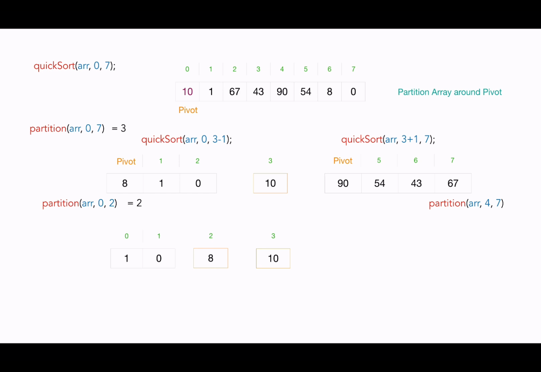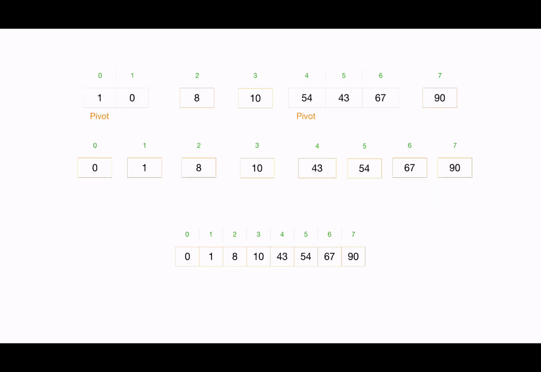Again, for these, the same process will be continued. This continues till we are left with subarrays of a single element or no element at all. And finally, each element will get its correct place in the array. So this is how the algorithm works.